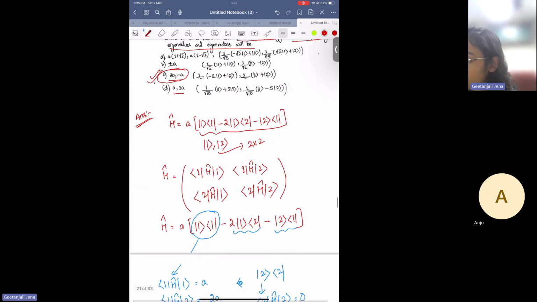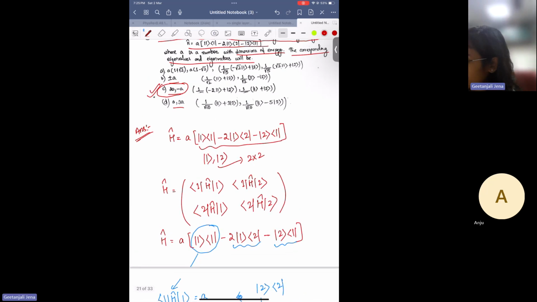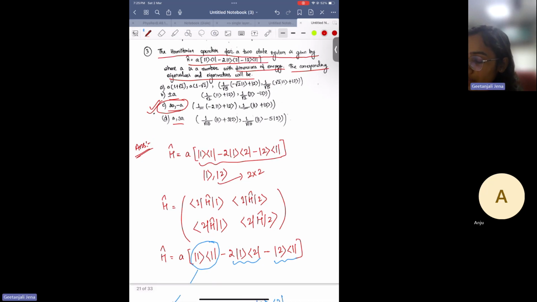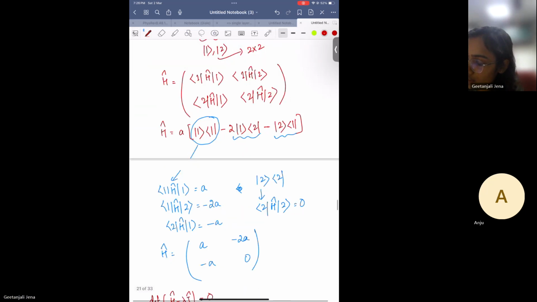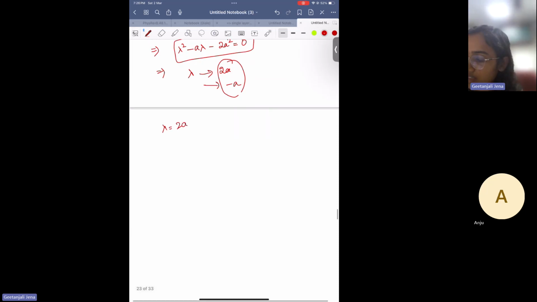So you don't need to find the eigenvectors for this operator. But for the sake of completeness, I will show you how to find the eigenvector. I think there is a term missing here. There will be root over 5 here, and there will be root over 5 here. Okay. So let's see how to find the eigenvector when the eigenvalue is 2A. And for minus A, you can find it by following the same steps.